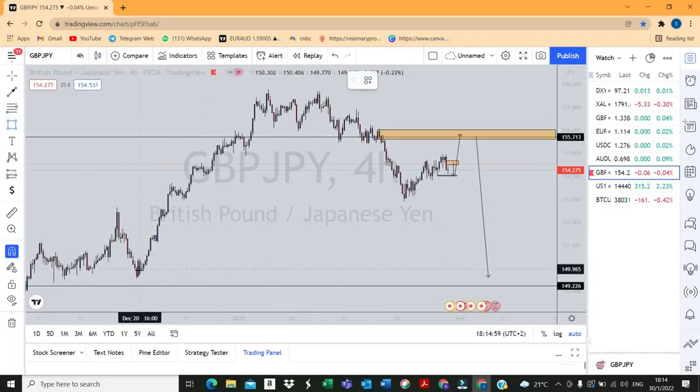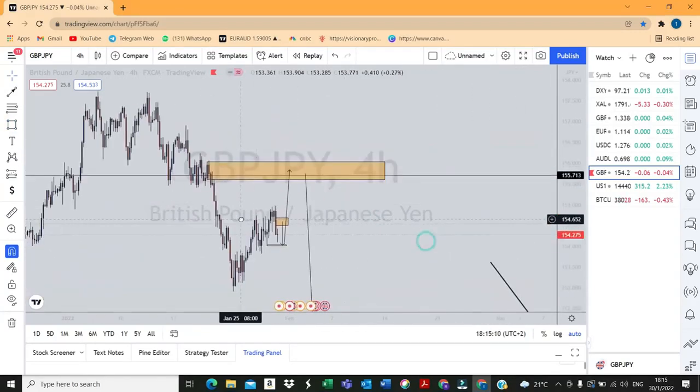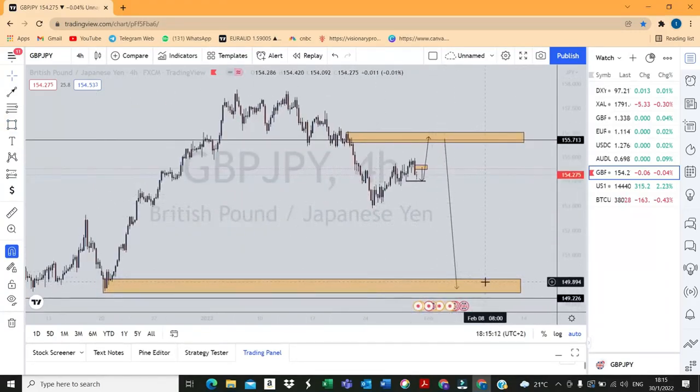And the target for that structure, the early target for that one, will actually be this zone. That will be the target, because remember we broke this high and created those highs, right? So price might actually be targeting these immediate lows first before we get another corrective move for further down movements.